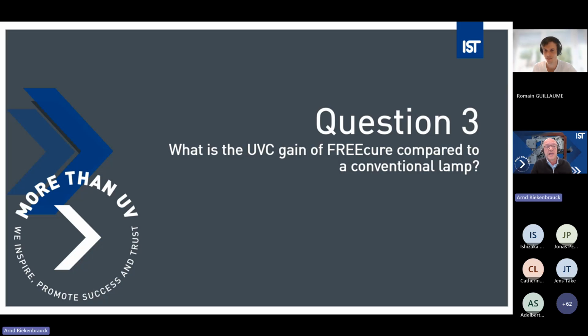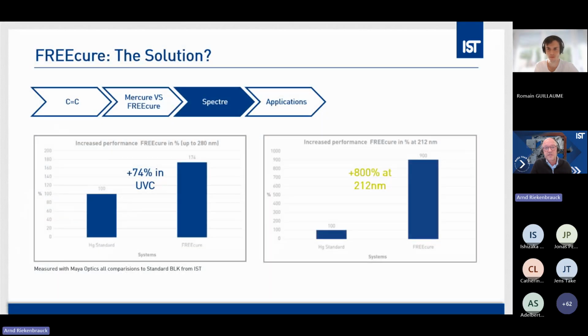So what is the UVC gain of FREEcure compared to a conventional lamp? We compare only our technology, where we still have in the standard solutions a pretty high output in UVC. So do we have some answers? Yeah, we have some answers coming. It's shared between 32% and 74% for the moment, and roughly 20% of people don't know. So let's answer this question.